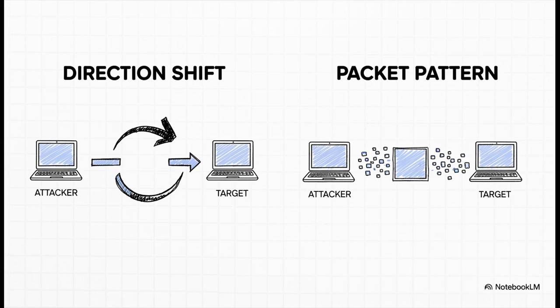And there are two really easy ways to spot this. First, the direction of the connection might just flip. All of a sudden, the target is the one connecting back to you. And second, the whole pattern changes. You'll stop seeing big web pages and start seeing a steady stream of many small interactive packets. Think of them like keystrokes in a conversation.